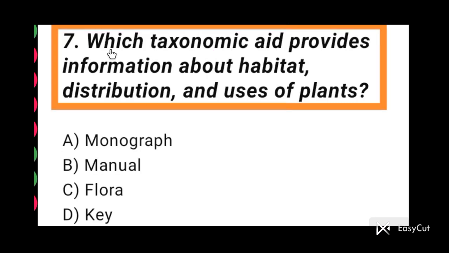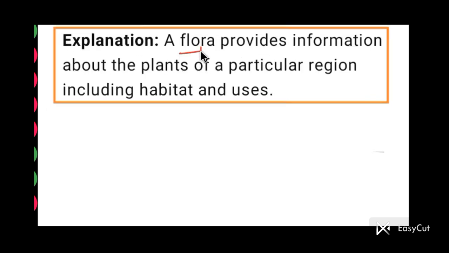Question number 7. Which taxonomic aid provides information about habitat, distribution and uses of plants? So this is flora. Option C is correct for question number 7. Flora contains the actual account of habitat and distribution of plants of a given area. A flora provides information about the plants of a particular region including habitat and uses.